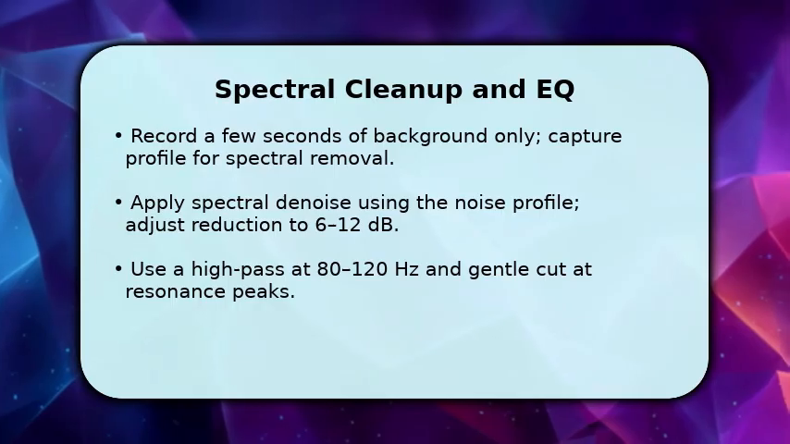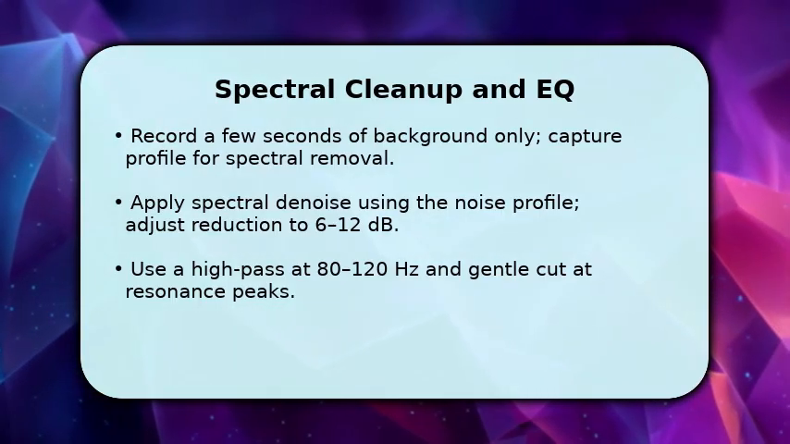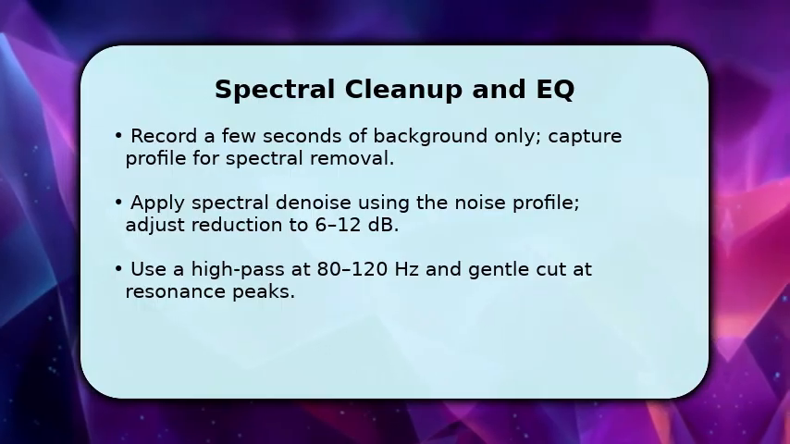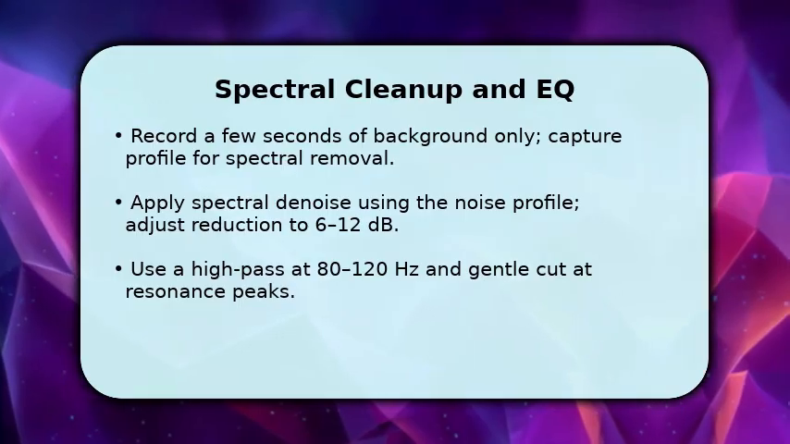Once the gate is active, move to spectral cleanup. Record a short clip of the room noise alone and use it to create a noise profile in your denoiser. Apply spectral denoise conservatively. Start with 6 to 12 dB reduction and listen for artifacts.